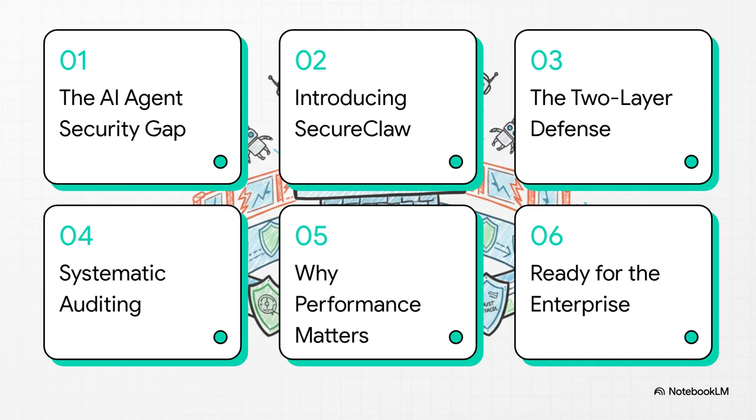So here's what we're going to cover. First, we'll unpack the big security gap that AI agents create. Then, we'll introduce SecureClaw and dive into the details of its super clever two-layer defense. We'll also look at its systematic auditing, talk about why performance is a critical factor that most people miss, and finally, see what makes this tool genuinely ready for the enterprise.